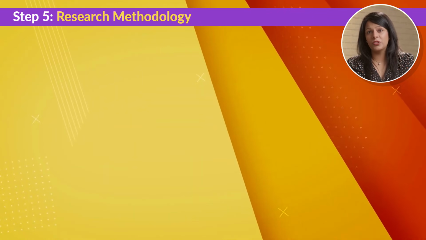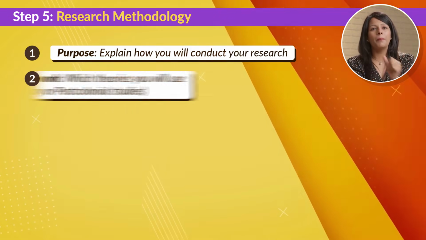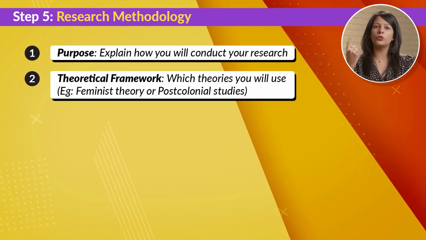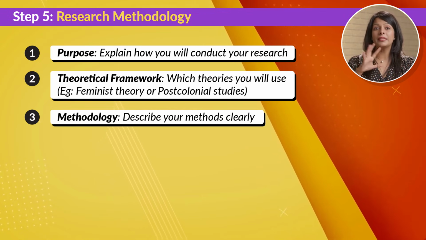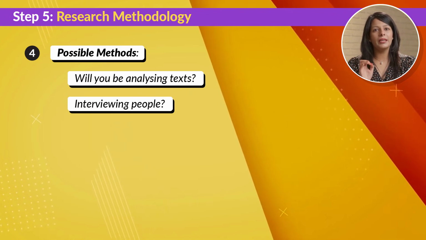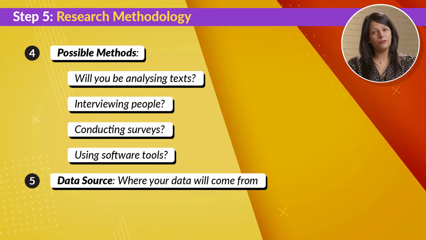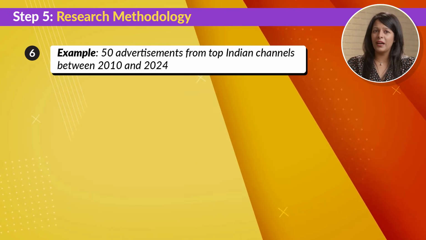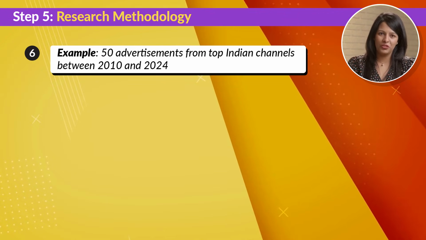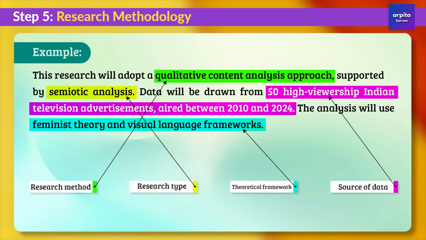Next is the methodology section. This is where you explain how you will conduct your research. Be specific about which theories you will use, such as feminist theory or post-colonial studies. Then, describe your methods. Will you be analyzing texts, interviewing people, conducting surveys, using software? You should also mention where your data will come from. For example, maybe you plan to analyze 50 advertisements from top Indian channels between 2010 and 2024. Mention any tools you plan to use. This is what it might look like.